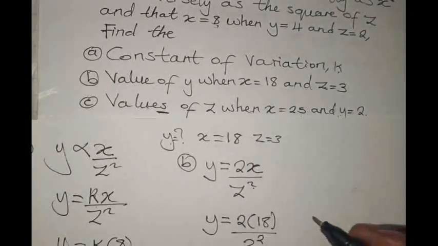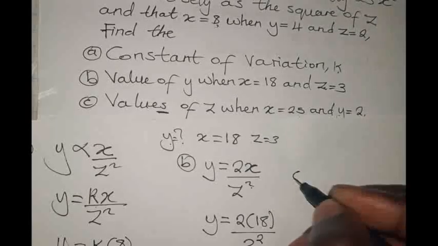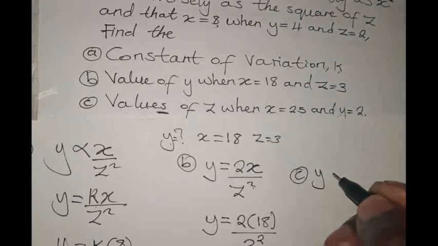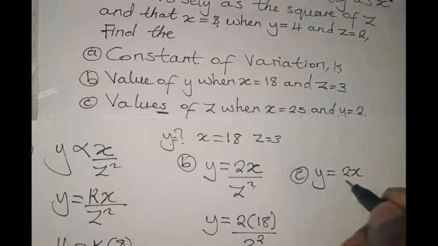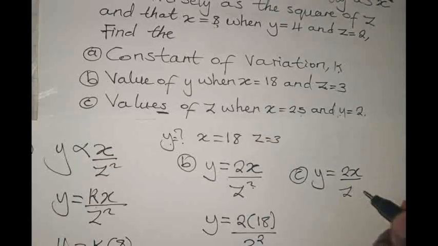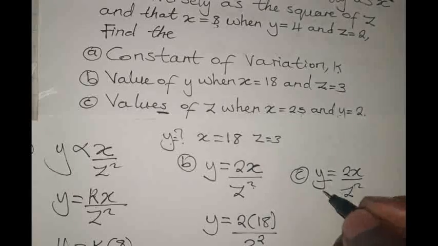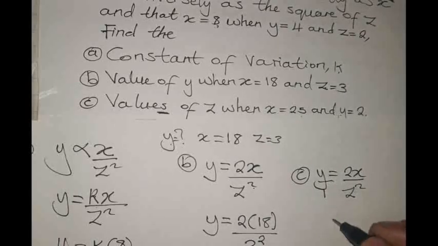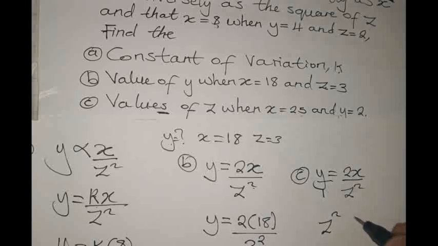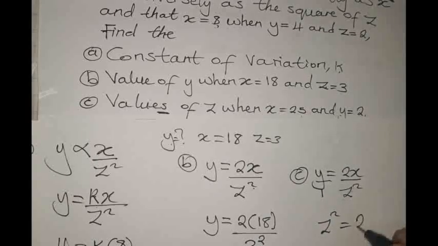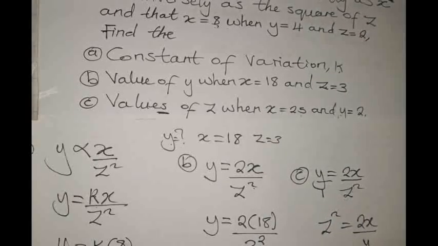So we're going to rewrite our equation again. We're saying y is equal to 2x over z squared. Now we are solving for z, so you can make z the subject. Then you know to say z squared is equal to 2x over y.